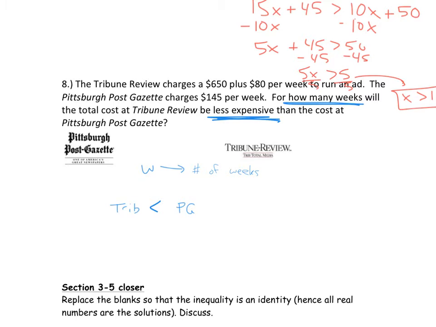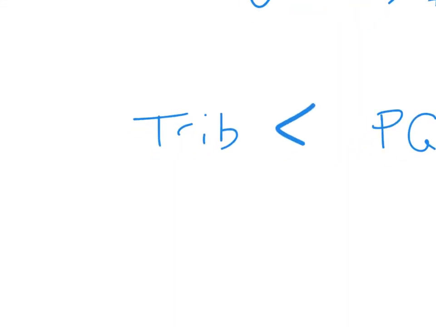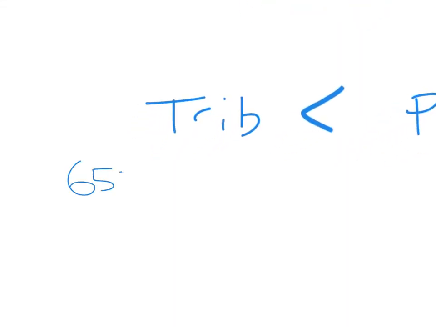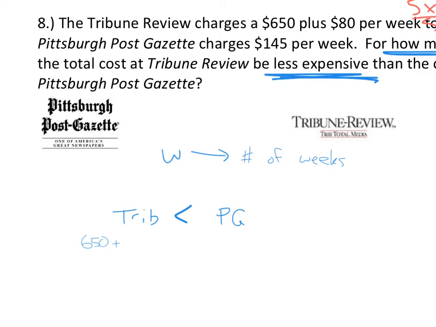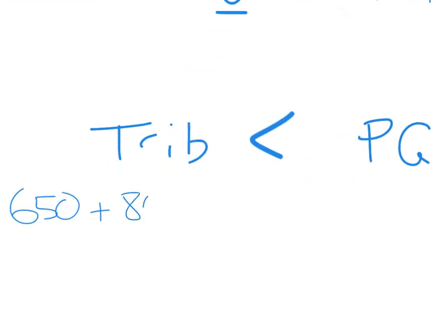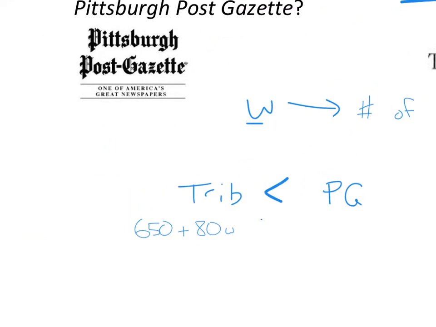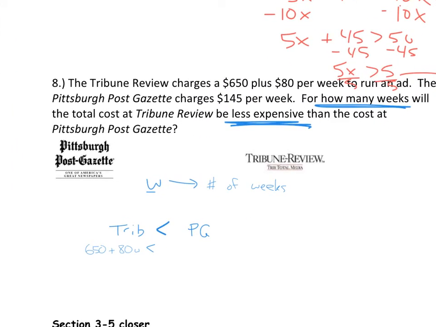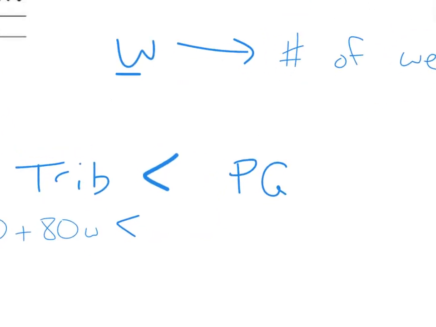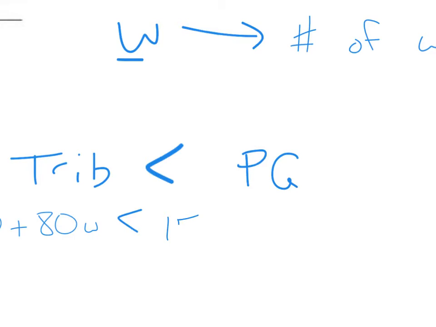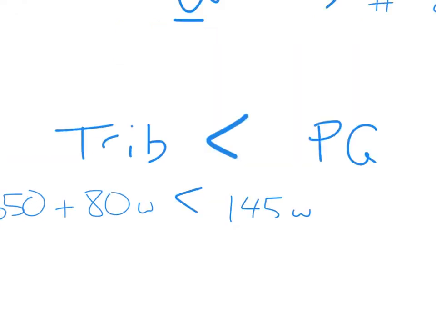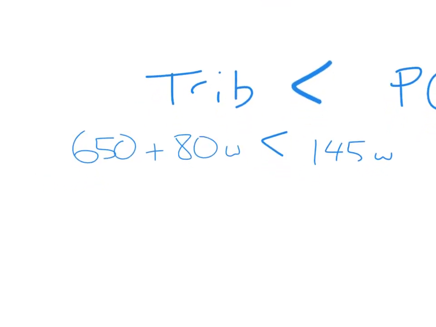For the Trib, I got $6.50 plus $80 per week. Well, that's an expression. I got $6.50 plus $80 per week. That means $80 every W. So I'm going to pay $80 multiple times, $80 per week, is less than, the Post-Gazette is $145 per week. So that's $145W. And now I've got an inequality. I just need to solve this.